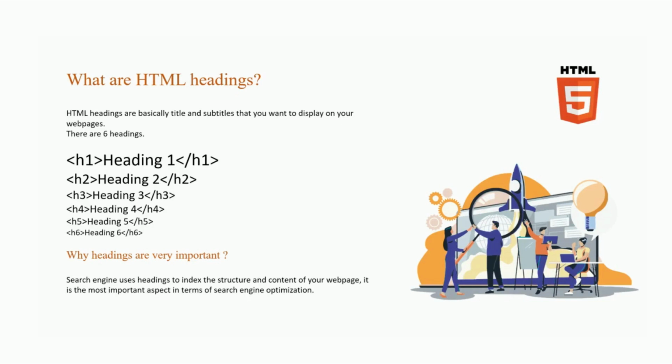HTML headings. HTML headings are basically the title and subtitle that you want to display on your web pages. There are 6 headings from H1 to H6, where H1 is the largest one and H6 is the smallest one. Why are headings very important? Search engines use headings to index the structure and content of your web page. It is the most important aspect in terms of search engine optimization, i.e.